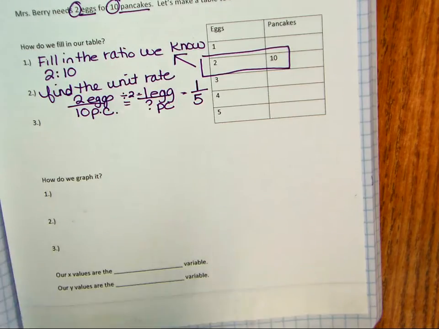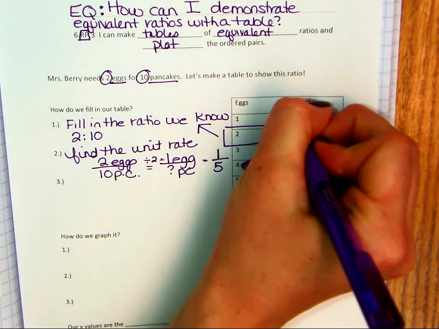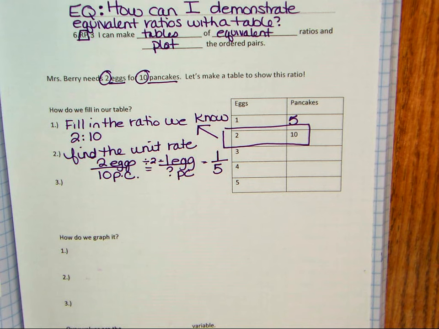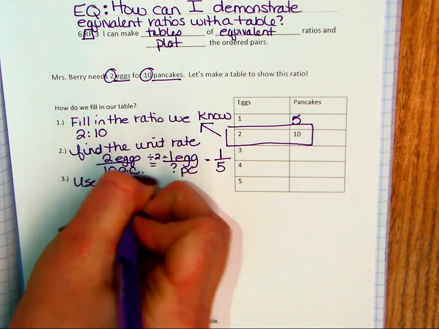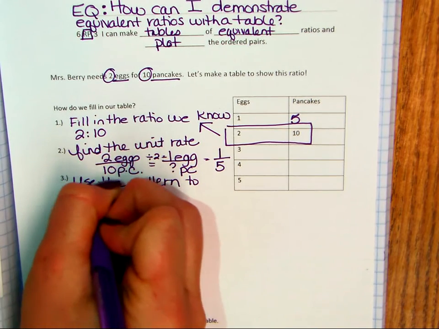So let's fill that in our table up here. So we have 1 egg, we get 5 pancakes. So now I know no matter how many eggs I have, if I multiply that times 5, I will know how many pancakes I'm going to have. If I have 100 eggs, I get 500 pancakes. If I have 3 eggs, I have 3 times 5, which is 15 pancakes. So we're going to now use the pattern to complete the table.